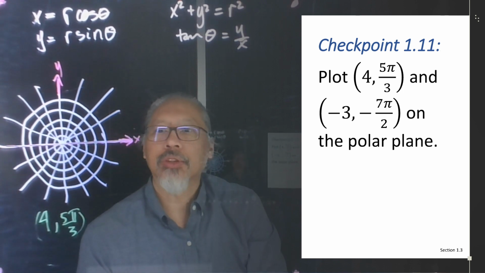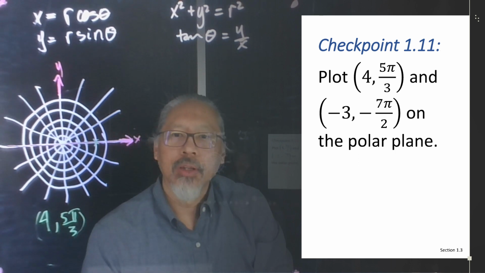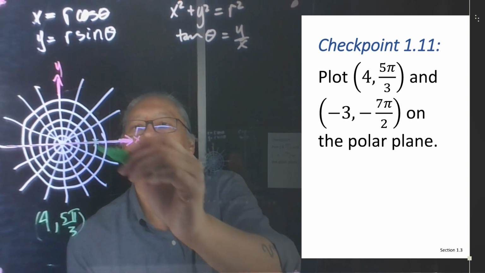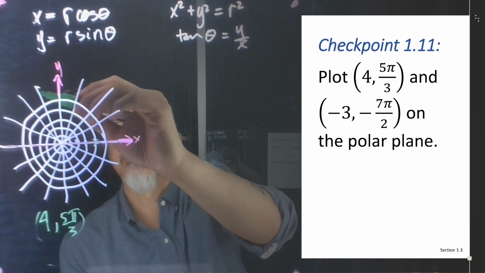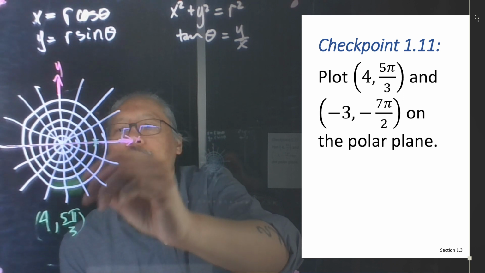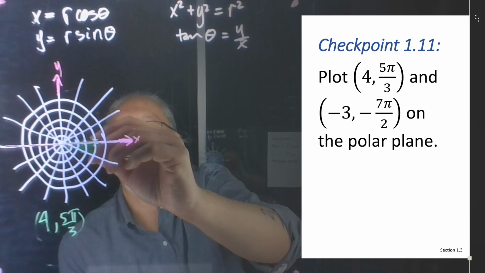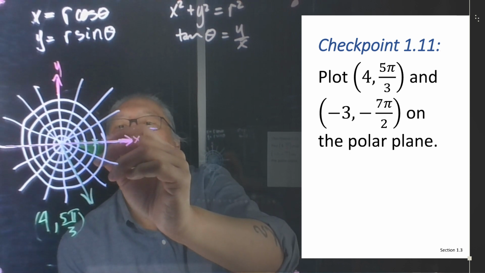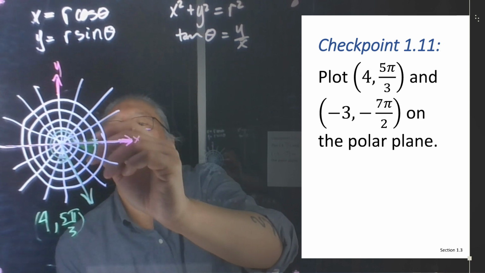So this is 4 circles out. At this point right now, this is 4 comma the angle 0, but then we want to go 5π/3. So this is 1π/3, 2π/3, 3π/3, 4π/3. So 5π/3 would be somewhere over here. This angle from the positive x-axis is 5π/3.